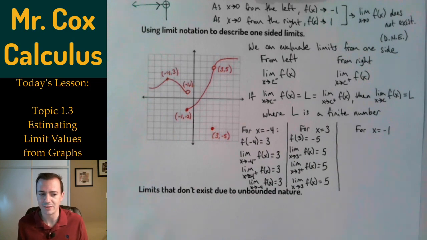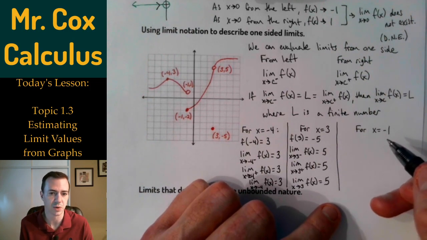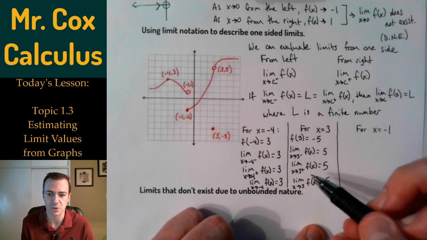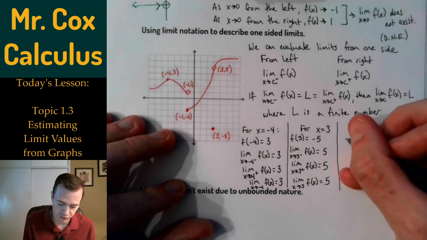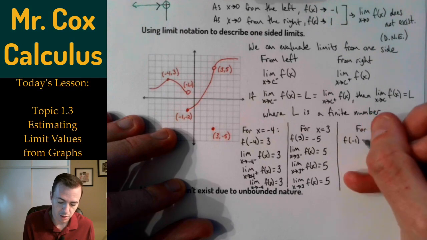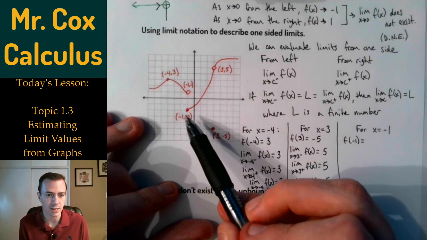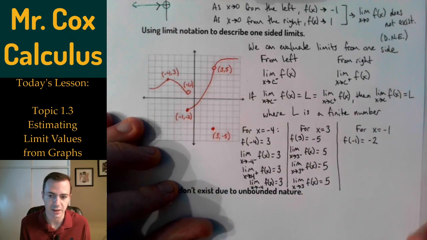Where things get kind of tangly here in terms of at least the one-sided limits is whenever we have this jump at x equals -1. So let's get the notation down to describe what's happening at -1. Well, first of all, f of -1, the function value at -1. Where is the point at -1? Well, the closed-in point is at -2.